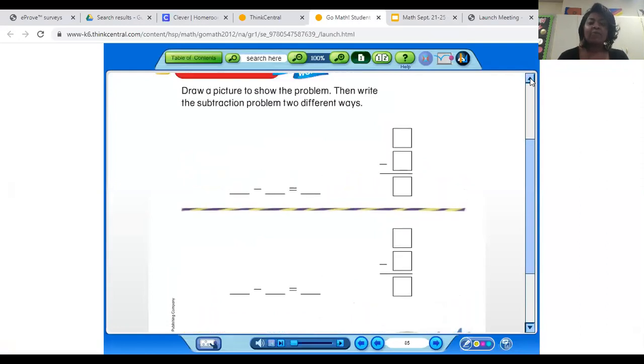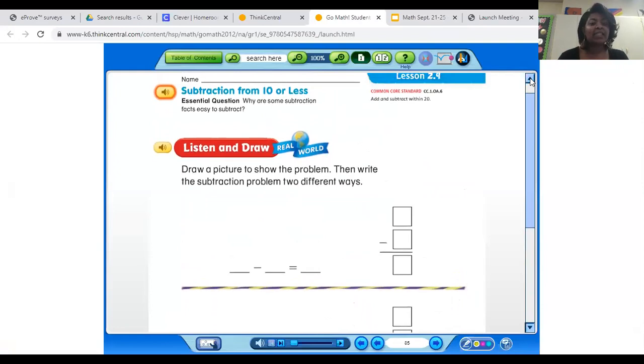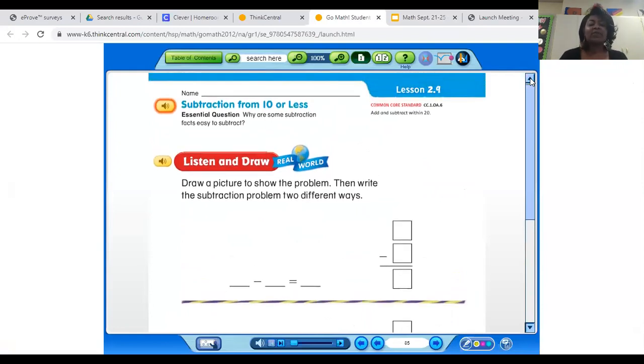Now remember, yesterday we were working with addition, but our standard says that we can add and subtract. So today we're going to be subtracting. Remember, when we subtract, our numbers become smaller. So you have a whole number and you're taking something away. So let's look at our example.